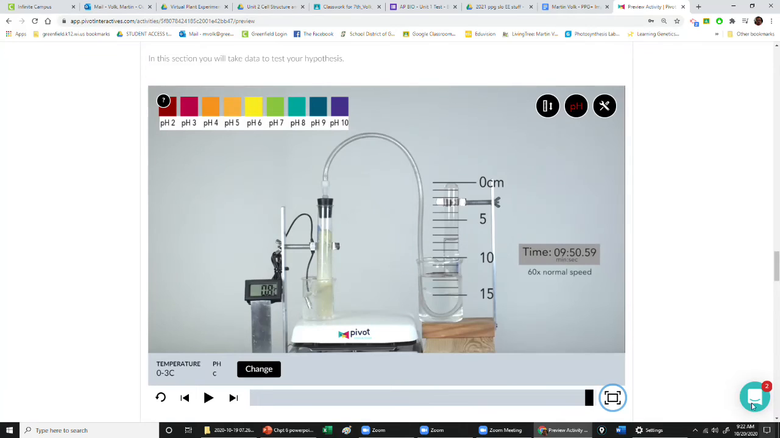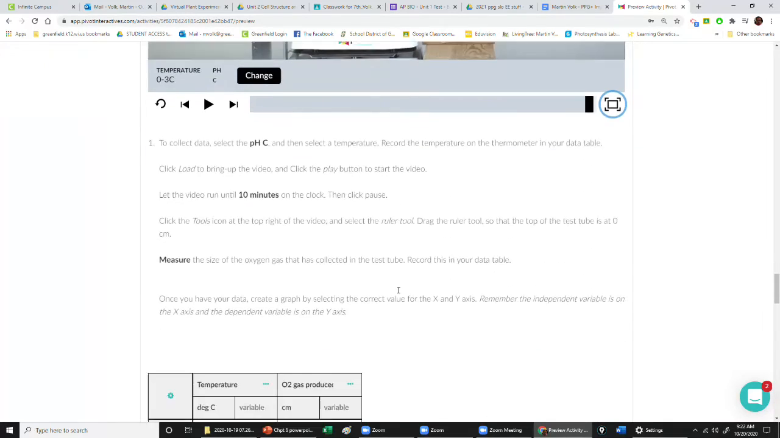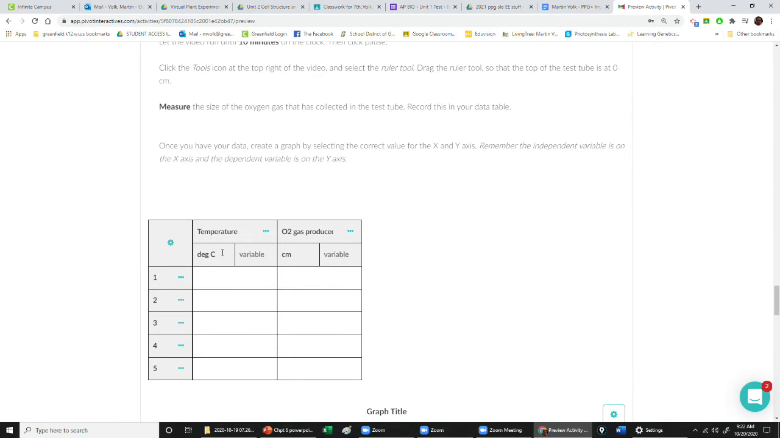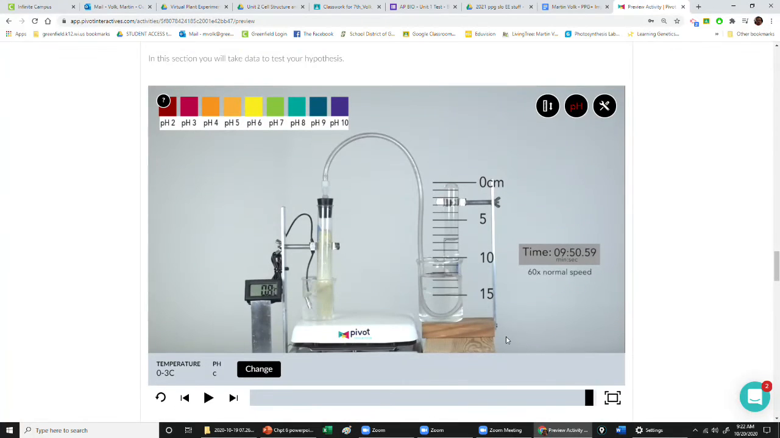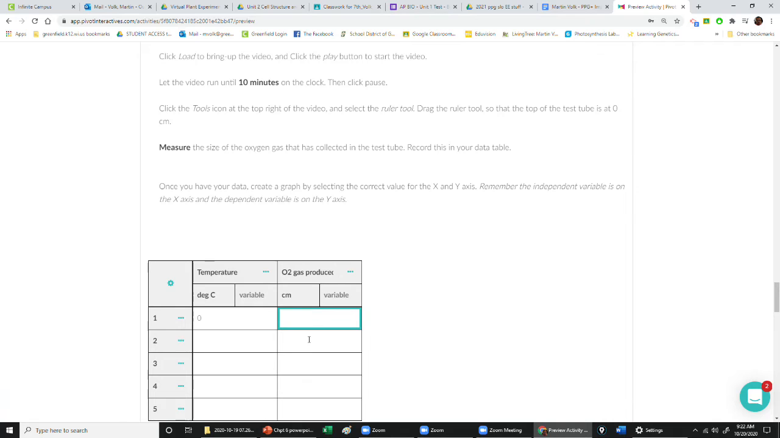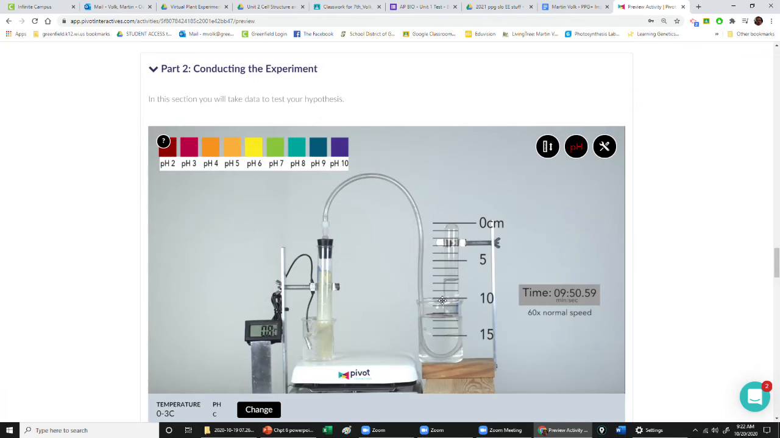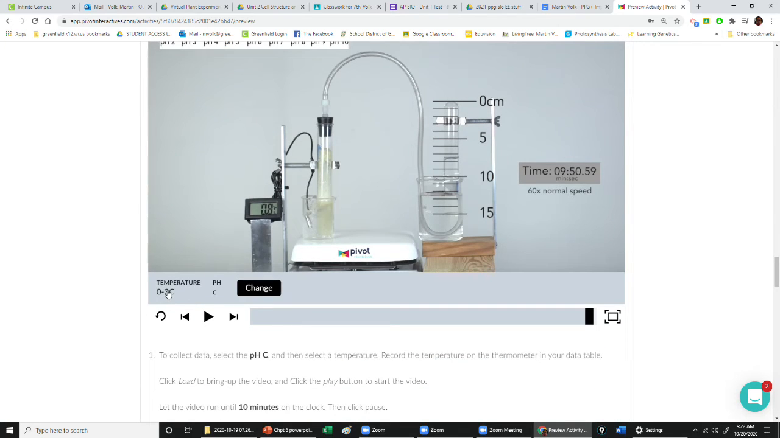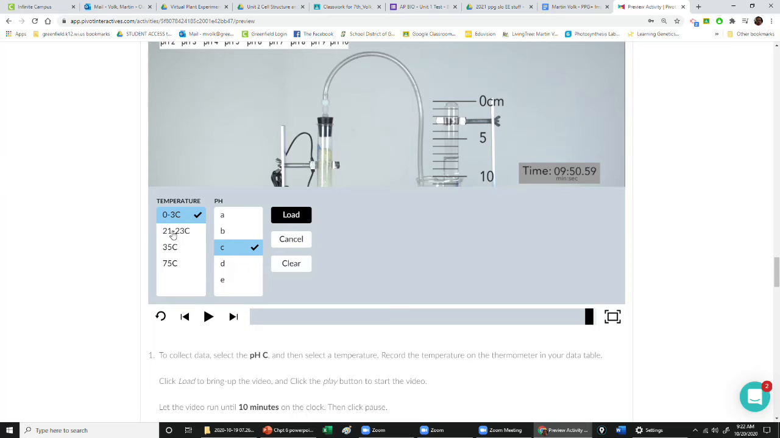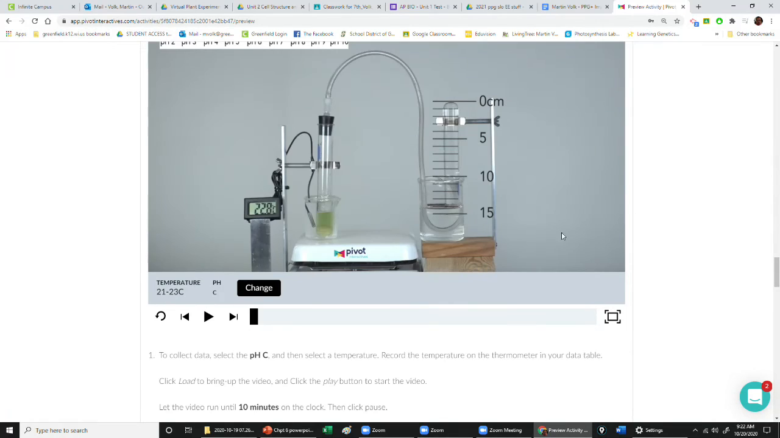We minimize this a little bit. What did I say? It was 7.6. I go down to the data table, and I would enter in at temperature 0. We had, I forgot what it was now, 7.6. There we go. 7.6 centimeters. All right, so then we would run the experiment again, and this time change the temperature to the next one, which is a little bit warmer, like room temperature. Load that in, and then run it again.